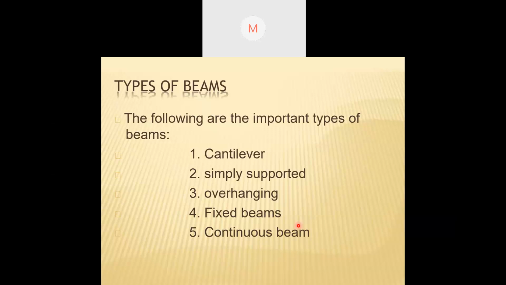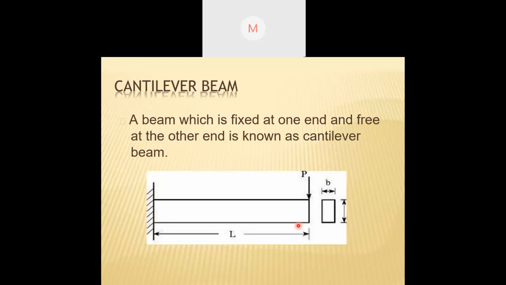Number one is what? Cantilever. Number two is simply supported. Number three, overhanging. Number four, fixed. And number five, continuous. So now, first of all, cantilever. What is a cantilever beam actually? Look at this figure. One end of the beam is fixed, while the other end is what?